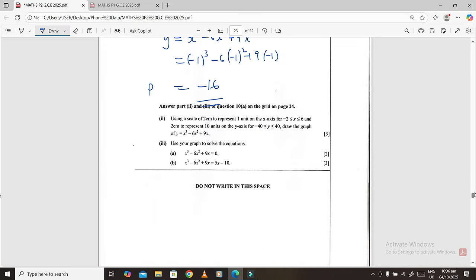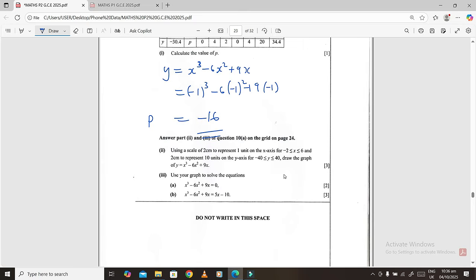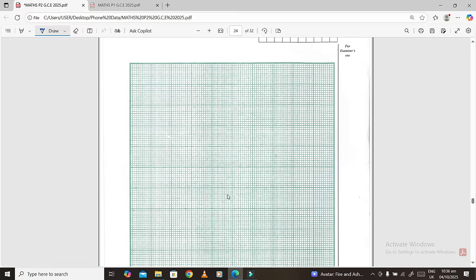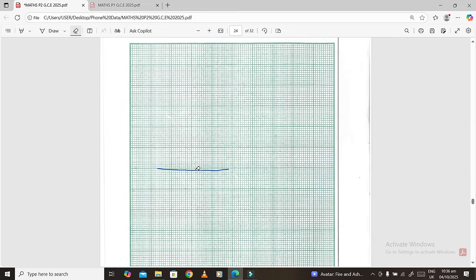So we do now the drawing here. They have said using a scale of 2 centimeters to represent 1 unit. We've been given this scale. And then for this one, 2 centimeters to represent 10 units. So we'll come here and then do our x-axis. Okay, so do our x-axis.